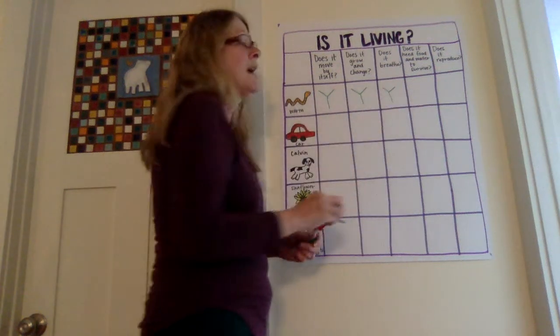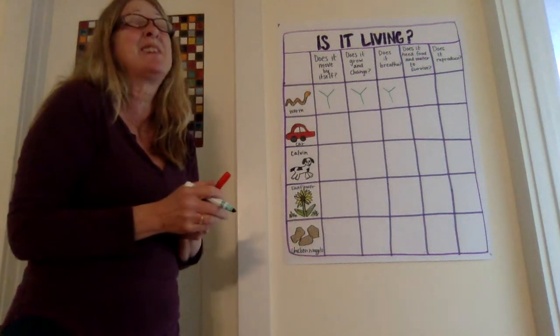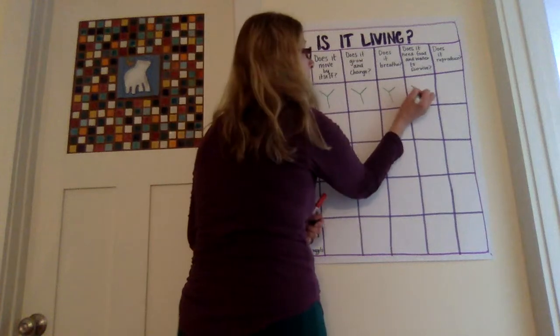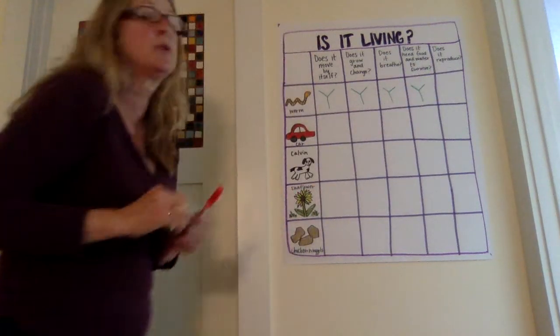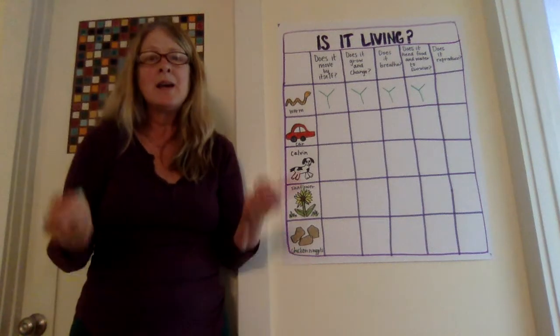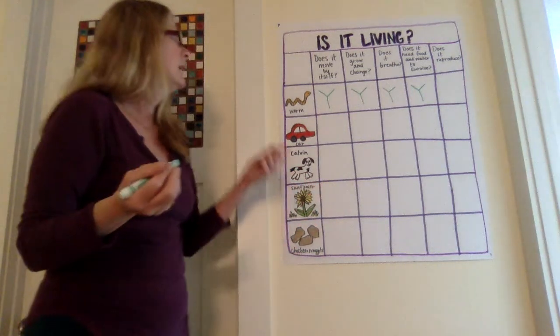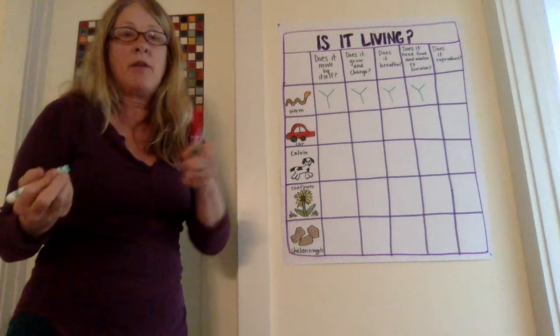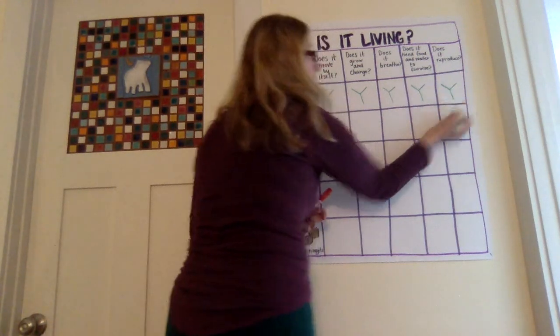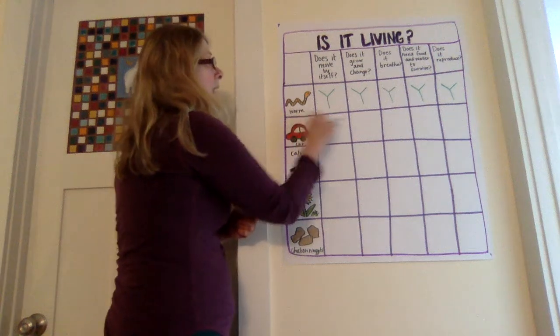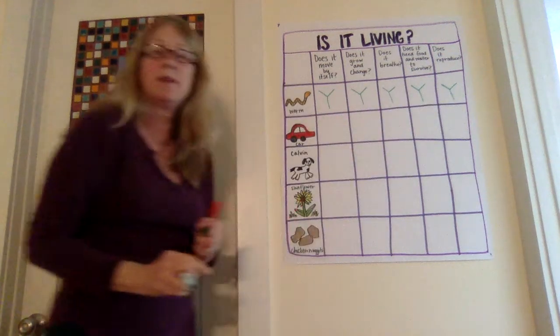Does it need food and water to survive? And the answer is yes. I know that it does. And one last question, does it reproduce? And the answer is yes. I think that worms make other worms. So the answer is yes. So what I can see right now is yes, a worm is a living thing.